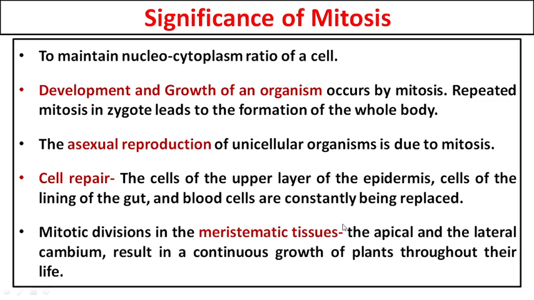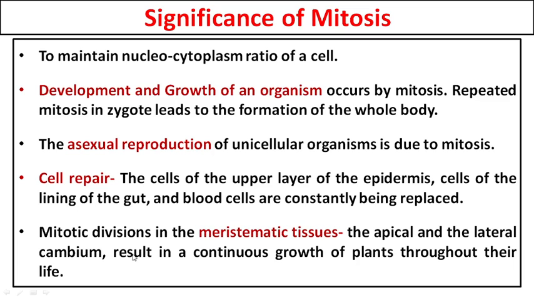Fine. What is the significance of mitosis? It keeps the nucleocytoplasmic ratio, which means that if there is a nucleus, it has a certain area which it can control, right? So this area or this volume is controlled by mitosis. If the cell grows more than what the nucleus can control, it will undergo division. It is needed for development and growth of an organism, right from zygote to a well-formed adult organism. Then for asexual reproduction of unicellular organisms, which is called binary fission also, right?